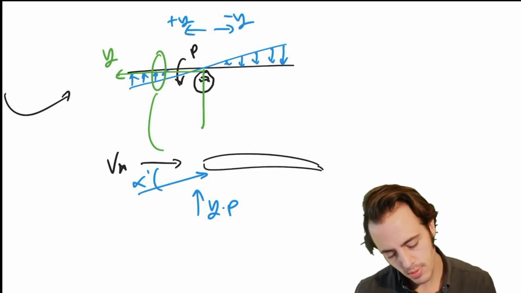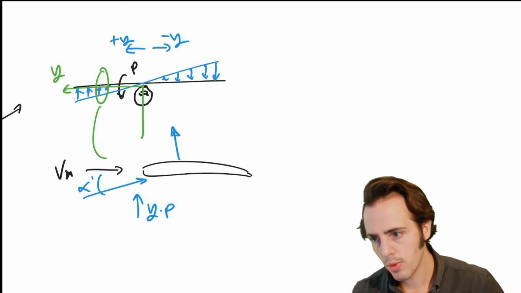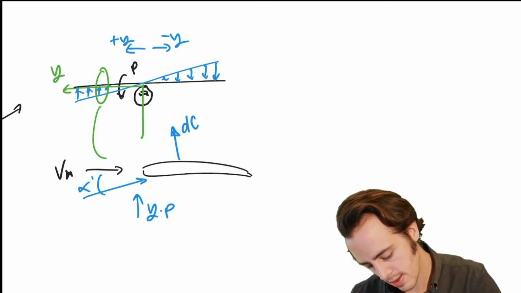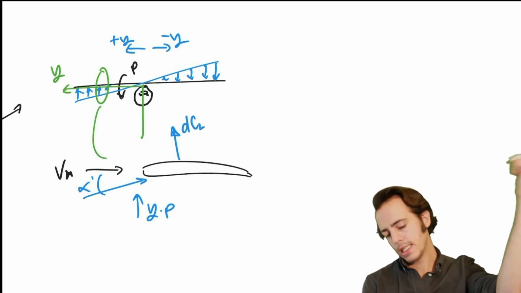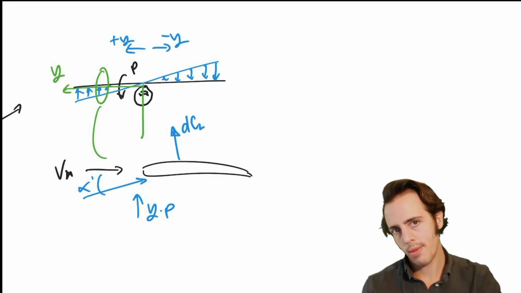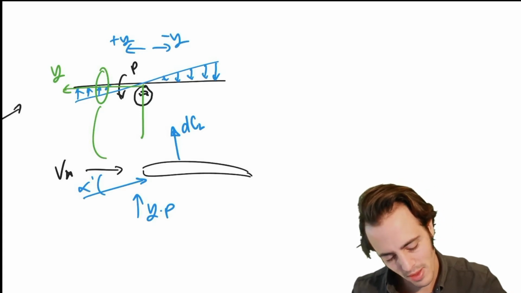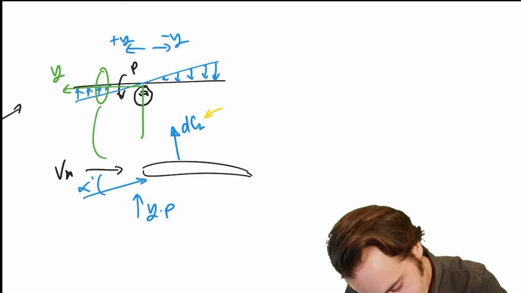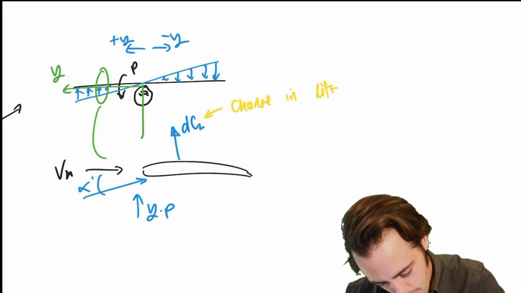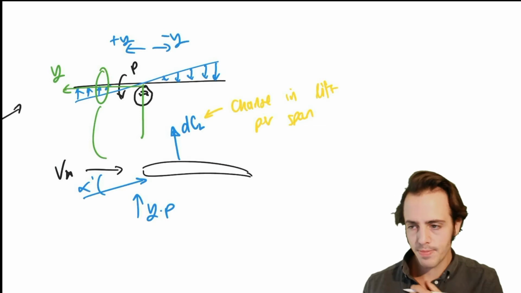So alpha prime causes an increase in the lift, which is where we're going to get a little bit confusing. I'm just going to say dC, and I'm going to put uppercase L for the change in the lift coefficient, but this is actually the elemental change in the lift coefficient, so I should put a lowercase l, but I don't want to confuse it with the rolling moment. This is the change in the lift per span.